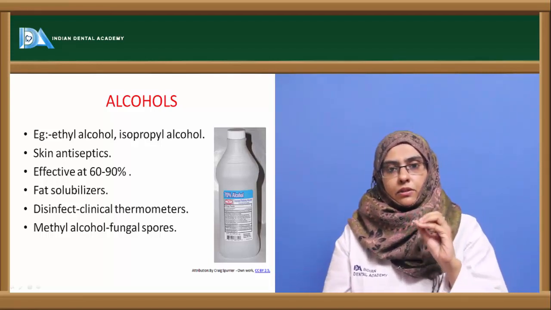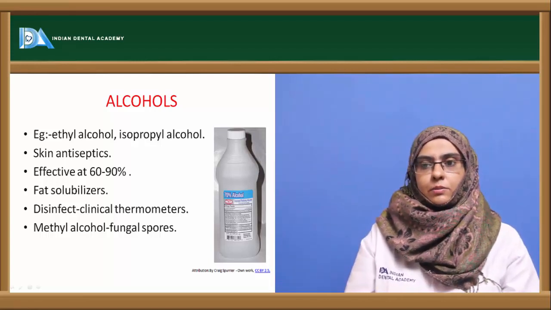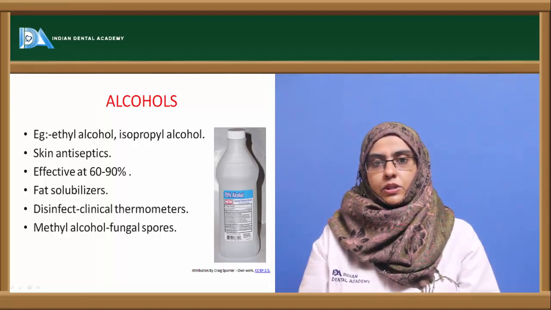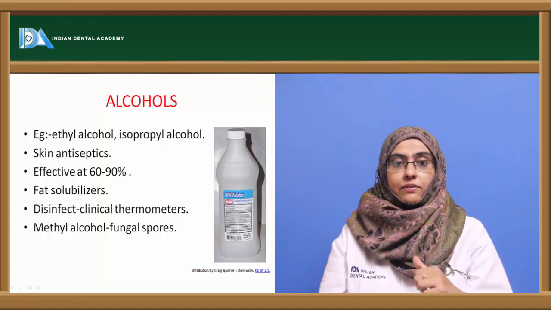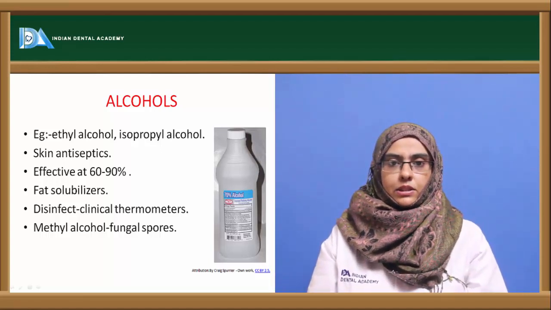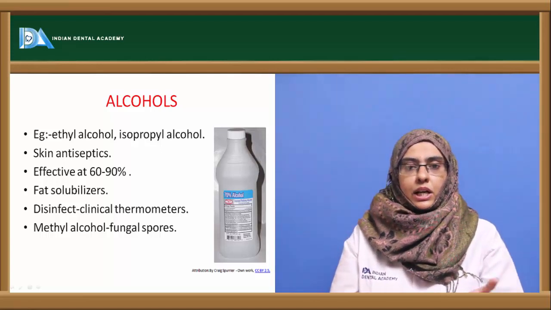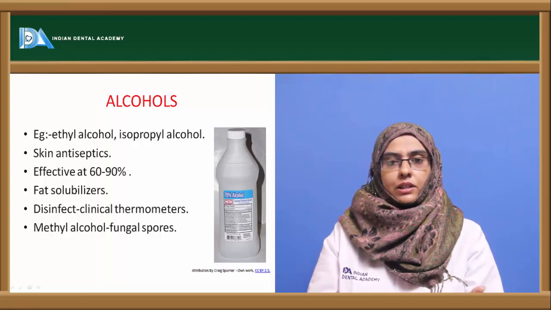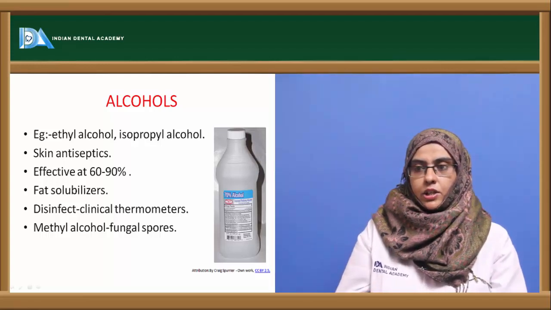Mostly it is 70% of the alcohol that is harmful to the microorganism. So here the disinfectants such as isopropyl alcohol is mostly used to treat or disinfect the clinical thermometers. Initially it was methyl alcohol that was used as a disinfectant, but because of its toxic effect it is being avoided, but it is mostly active against the fungal spores.